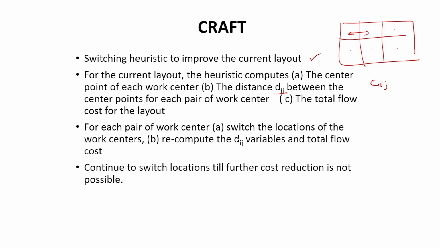And then for each pair of workstations, switch the location of the work center, recompute the Dij variables and total flow cost, and continue to switch location till further cost reduction is not possible. So, you see the difference between CRAFT and LDEP. In CRAFT we do the pair changes between the existing layout, whereas in LDEP it randomly selects the departments with the help of a heuristic. In this case it interchanges the two departments and keeps on doing it till there is no further possibility of cost reduction.